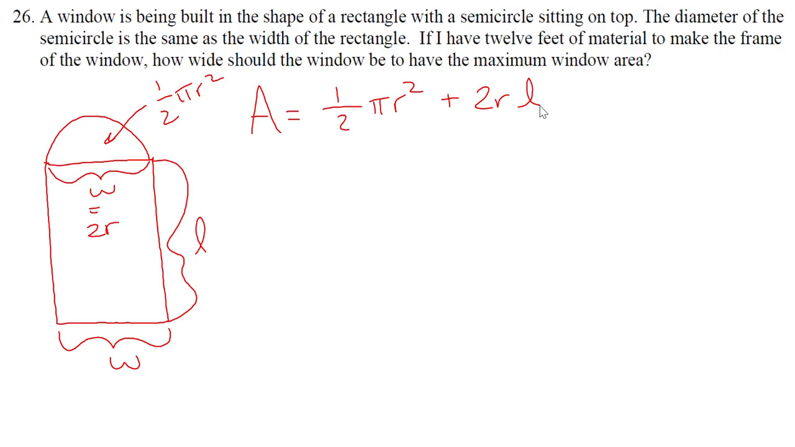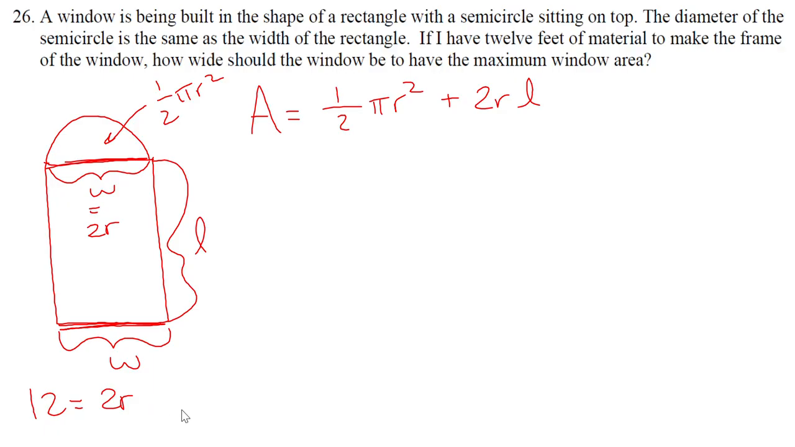Well, we also know that we have 12 feet of material to make the frame, which is essentially the perimeter of this thing minus this little piece here that goes between the rectangle and the semicircle, right? So that's not part of the frame of our window. So our perimeter, which is 12, should equal, well, we're going to have a W, which is 2r. We're going to have another W, which is another 2r. I'm sorry, we're not using that. We just said we weren't using that.